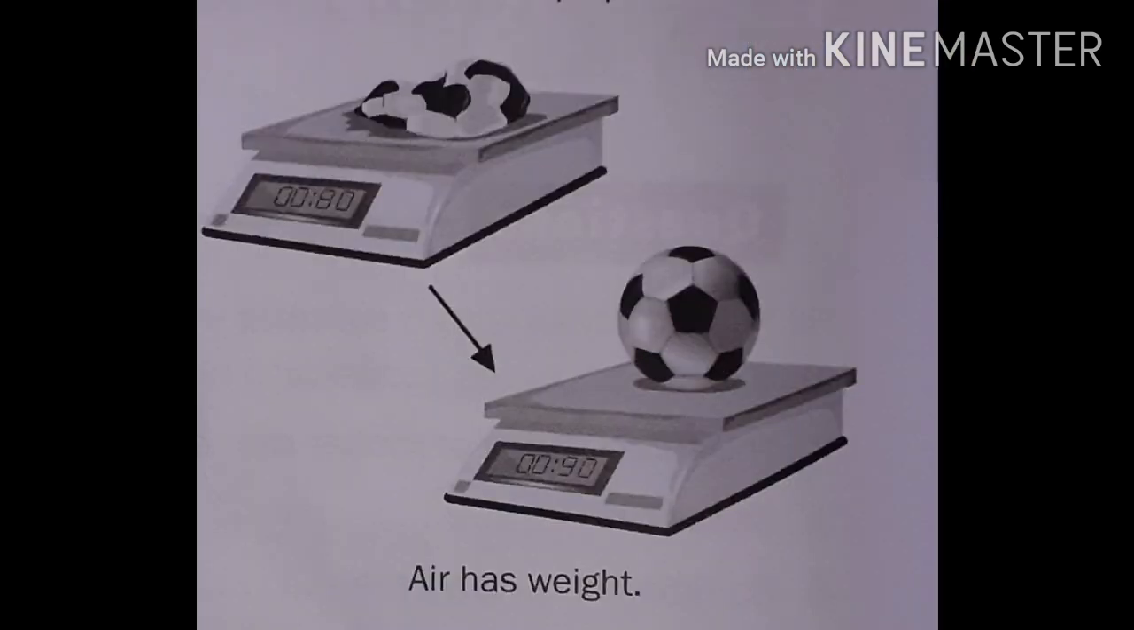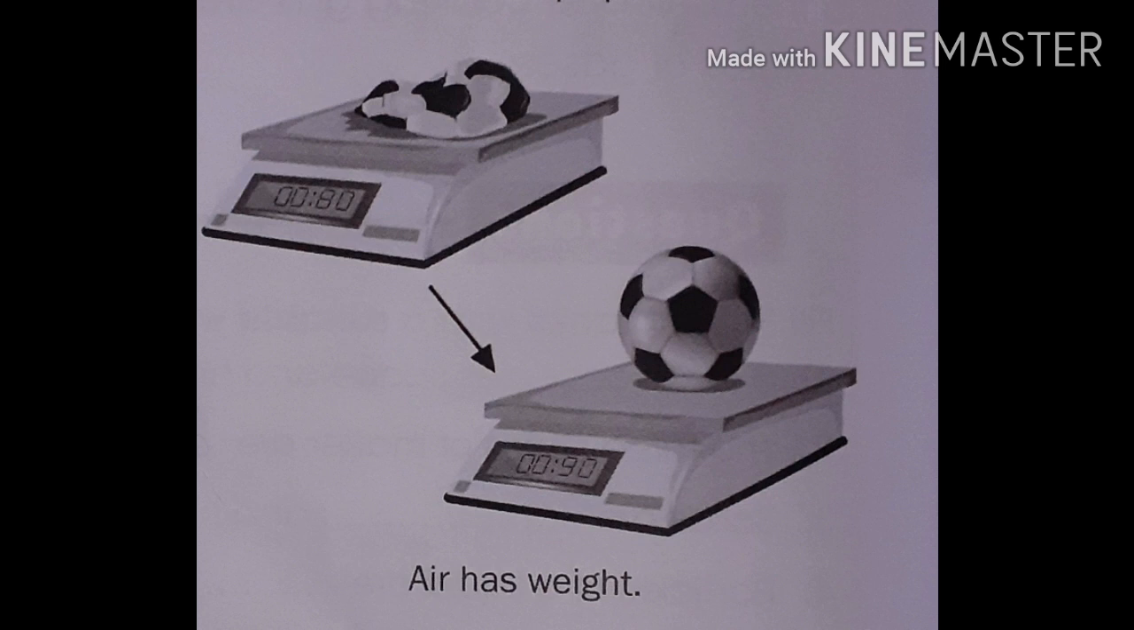Now let's move on. Next property of air, that is air has weight. Children, how will you say that air has weight? To find out this, you will need a weighing machine and a deflated football. Now what do you mean by deflated football? Children, deflated football means a football which is not having air inside it.